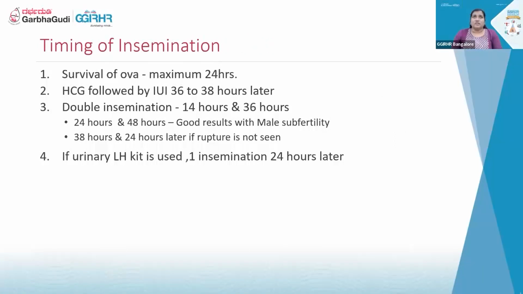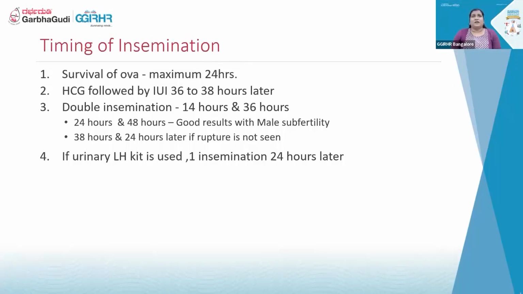Then, the timing of insemination: when we have to do the IUI. First, the thing we all know is that survival of the ova is a maximum of 24 hours. So usually what we do is time the ovulation with the HCG injection and do IUI around 36 to 38 hours later. There is something called double insemination, where we can do 2 IUIs in the same cycle. Double insemination is usually done after 14 hours of HCG and 36 hours of HCG. All these timings are calculated based on HCG itself.